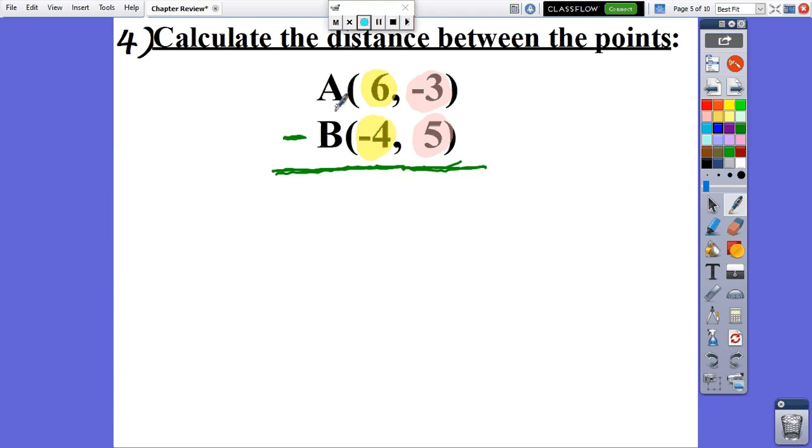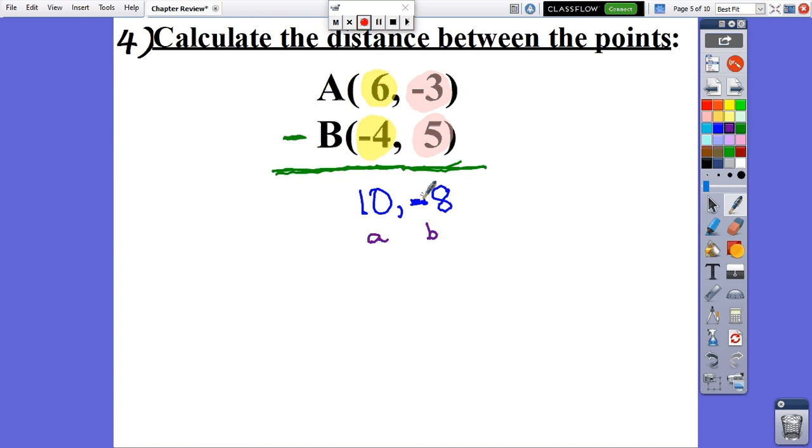So if I had 6 minus a negative 4, now if I subtract a negative value here, I'm really going to be adding this 4. So this is really like saying 6 plus 4 is 10. And then negative 3 minus positive 5. Well, negative 3 minus 5 more is going to take me to negative 8. Now, these 2 numbers that I end up with represent the a and the b of the Pythagorean theorem.